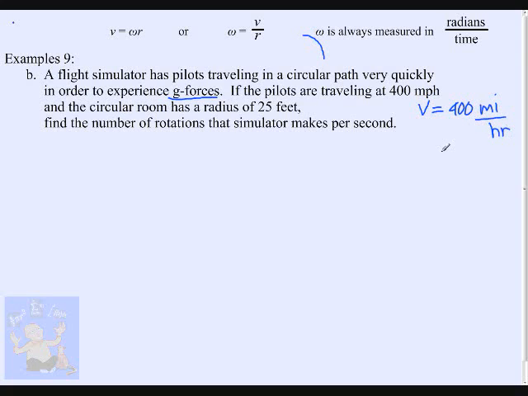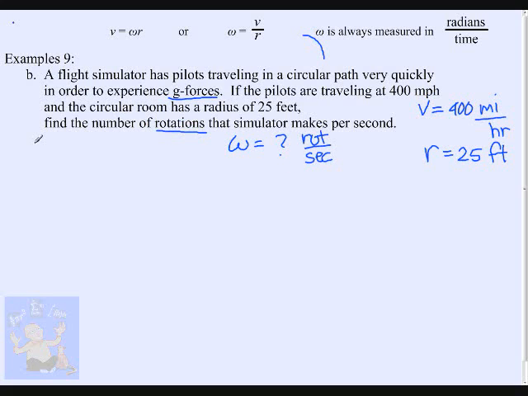The circular room has a radius of 25 feet. All right, so find the number of rotations that the simulator makes per second. So I'm going to want omega in terms of rotations per second.